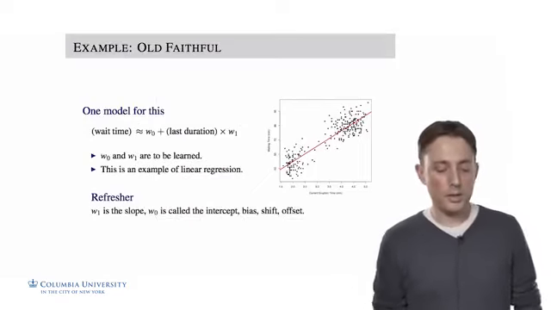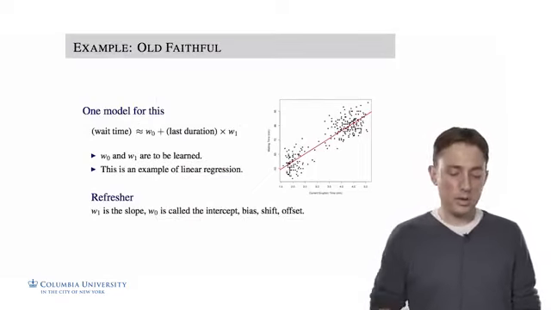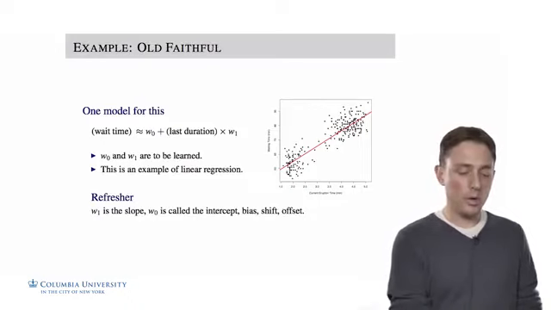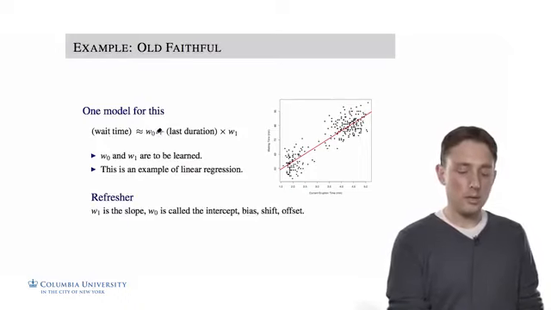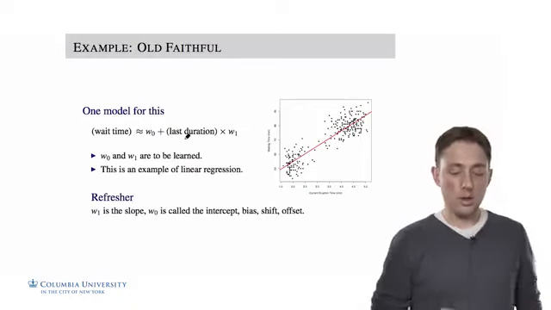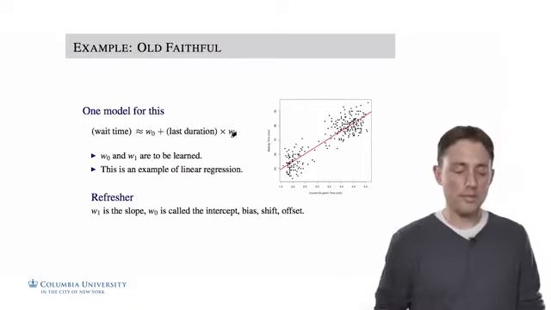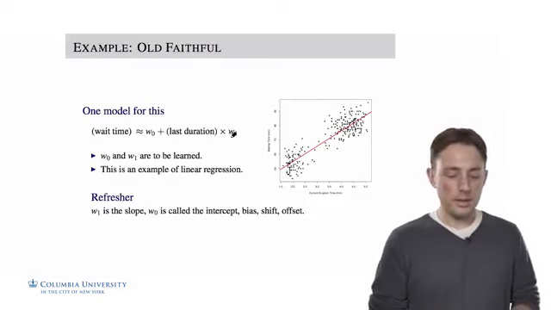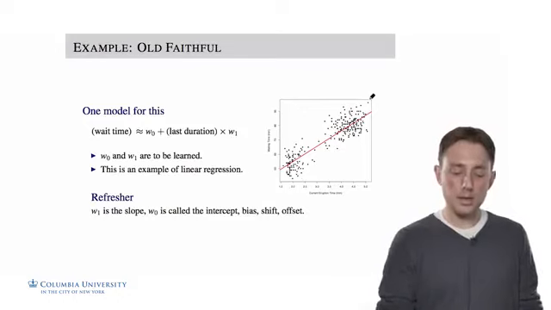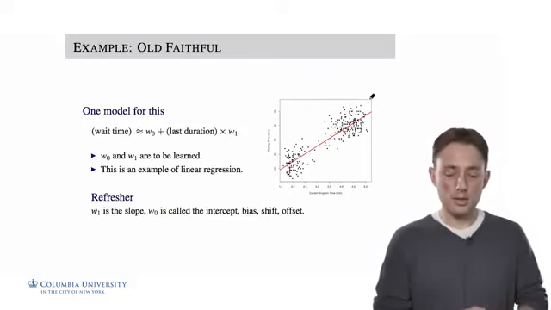So let's look at one model for this. The model that we are going to consider is called linear regression, where the output, which is the waiting time, is a function where we have some constant W0 plus the last duration of the eruption, how long it erupted for, times a weight, W1. W0 and W1 are two values that we're going to now learn from the data. This is an example of linear regression in this case, because we are simply learning a line to fit the data.